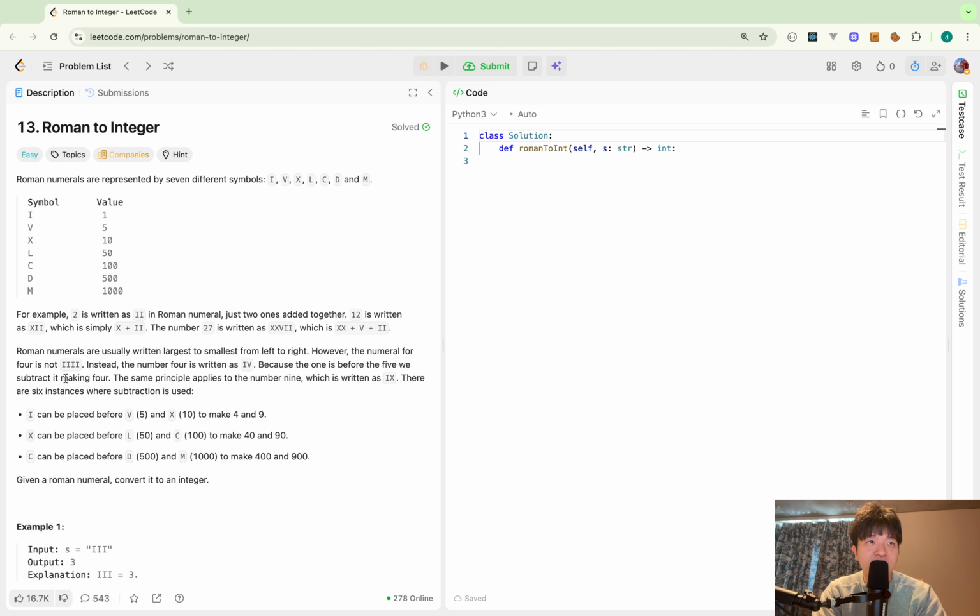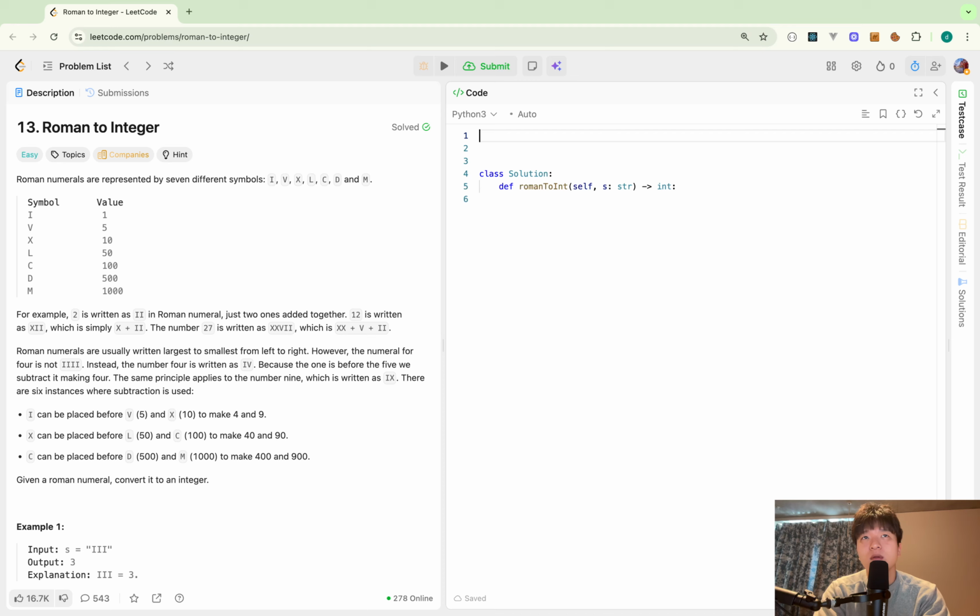There are six instances where subtraction is used. I can be placed before V and X to make 4 and 9. X, which is 10, can be placed before L and C, which is 50 and 100, to make 40 and 90. C, which is 100, can be placed before D and M, 500 and 1000, to make 400 and 900. Given a Roman numeral, convert it to an integer.